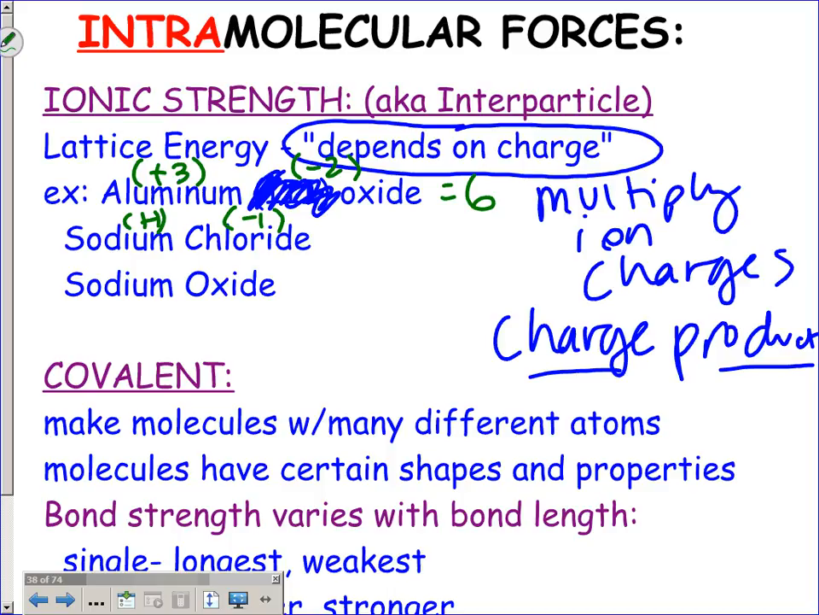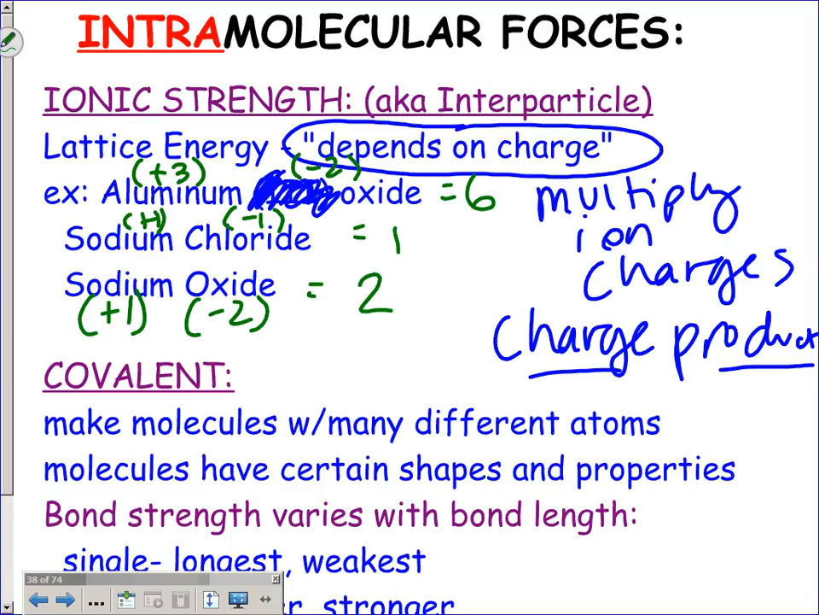Right, so 7 valence electrons, really close to 8, so you gain 1 electron. So 1 times 1 is? 1. Okay, sodium oxide. Well, we already did sodium, right? What's its charge? +1. What's oxygen's charge? We already did that one too. -2. What's 2 times 1?